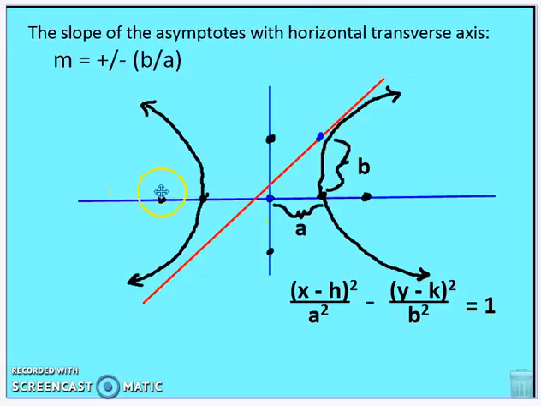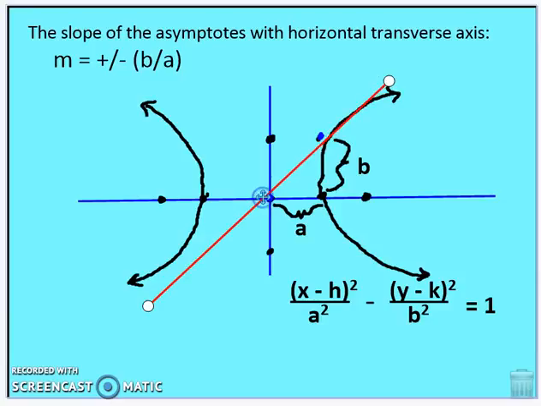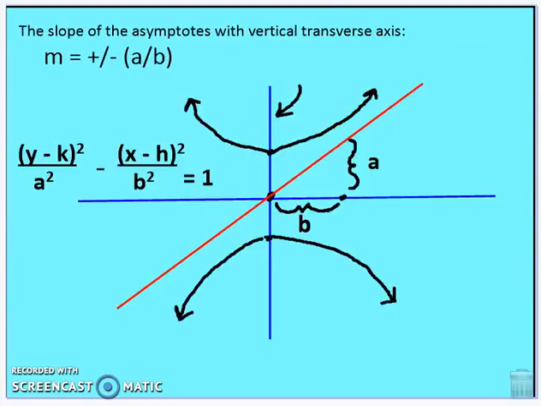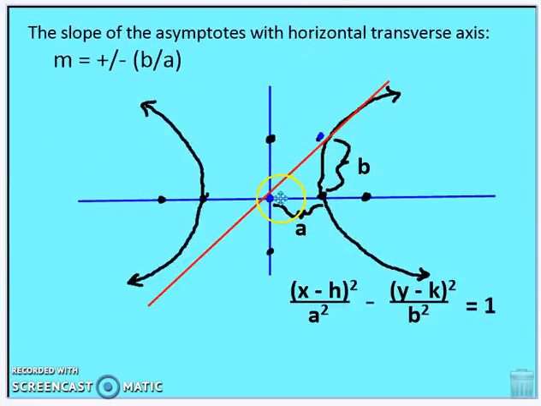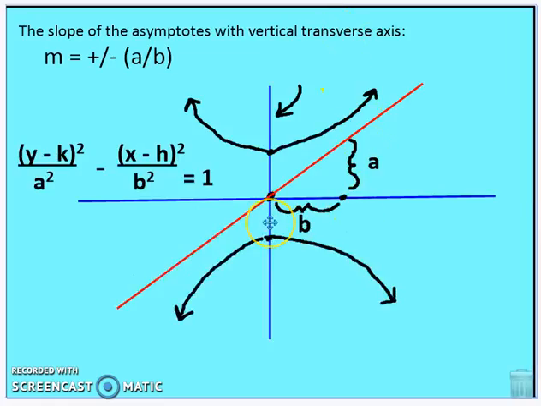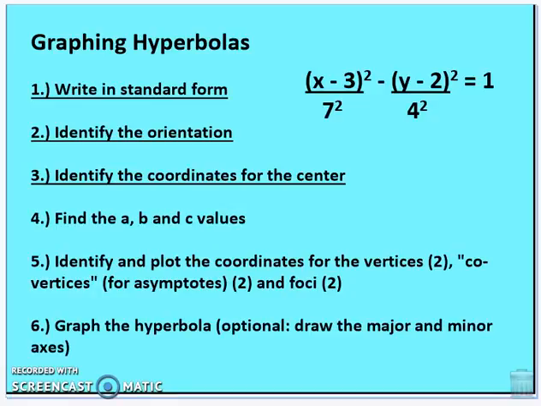We said that with a horizontal transverse axis, the slope of the asymptotes is plus or minus b over a. You still need to get the point at the center. Let's put that in there, for the point-slope formula to create the equation of two lines for the two asymptotes. All right, so when you have a vertical transverse axis, the slope of the asymptotes is now a over b. So you can see b over a with a horizontal transverse axis, a over b with a vertical transverse axis. So you have to make that transition when you're evaluating the two different orientations for the transverse axis of the hyperbolas.